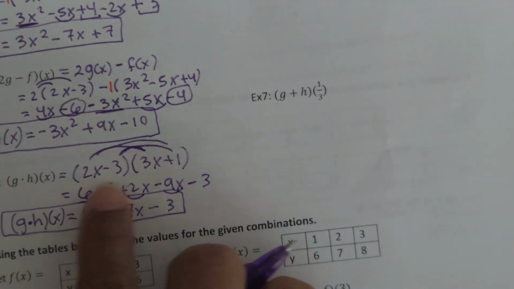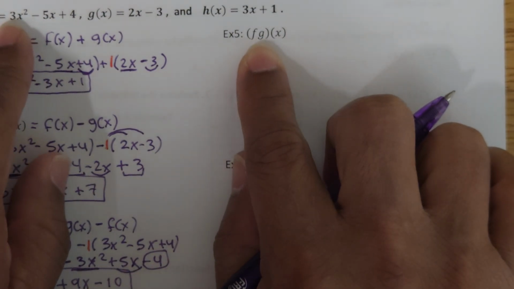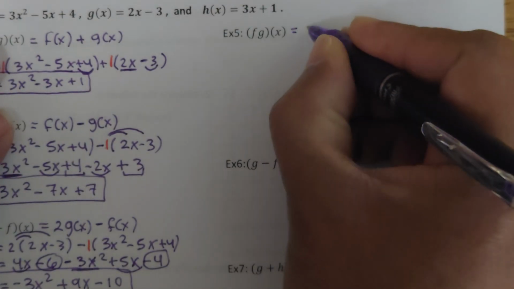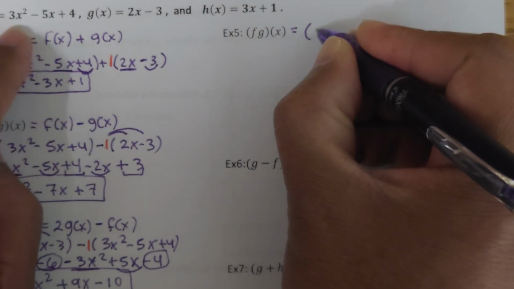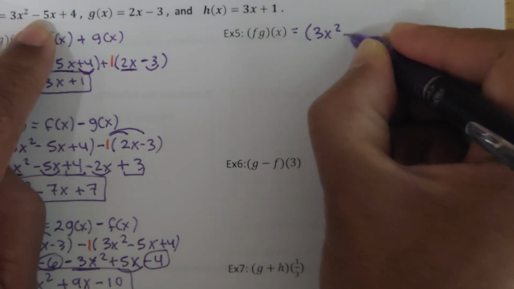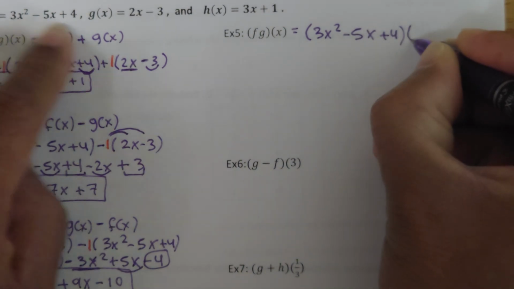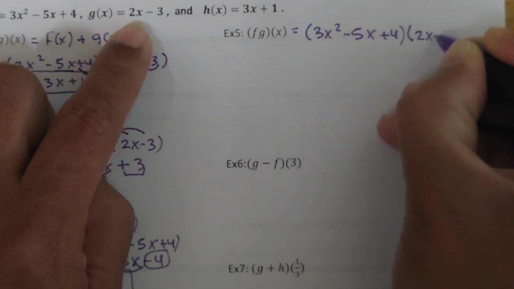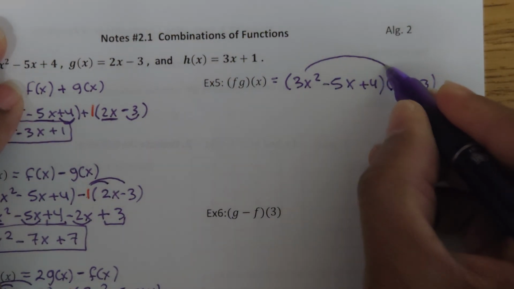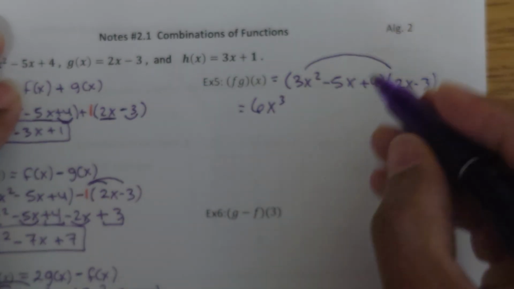So notice here we're multiplying two binomials together, but f is a trinomial. It's got 3 terms, and g has 2 terms, so that's a binomial. Okay, so then this is equal to, let's see, copy 3x squared minus 5x plus 4, which is f of x, and then times g of x, which is 2x minus 3. And now let's multiply. So 3x squared times 2x, that equals 6x to the 3rd power.